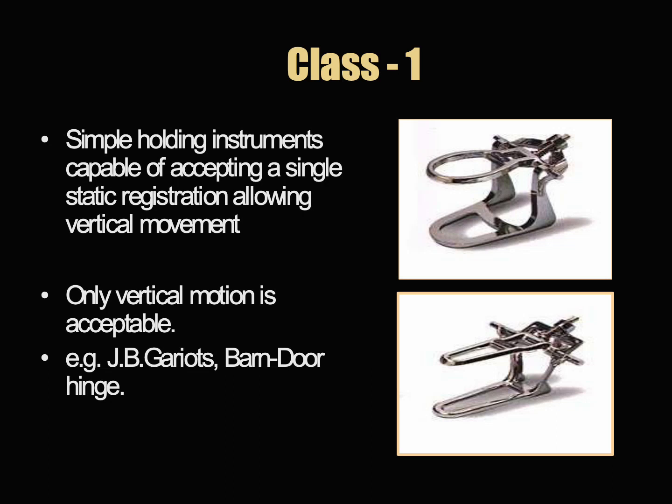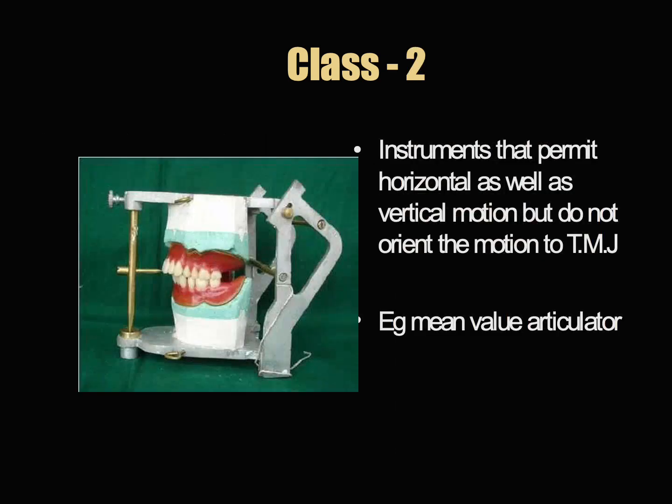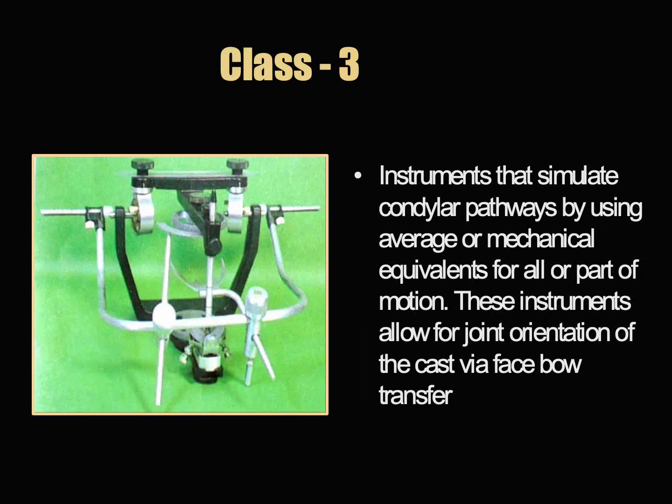According to this, there are 4 classes of articulators. Class 1 are simple holding instruments which are capable of accepting single static registration allowing only vertical movement, and they cannot accept baseboard transfer. Examples are Garriott's articulator, barn door hinge articulator. Class 2 articulators are instruments that permit horizontal as well as vertical motion but do not orient the motion to the temporomandibular joint. Even these articulators cannot accept baseboard transfer. Example is mean value articulator.